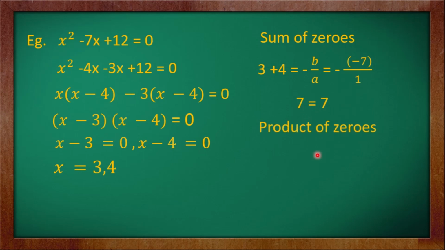Product of zeros equals to 3 into 4 equals to c upon a. The value of c from the equation is 12 and the value of a is 1. After solving this, we get 12 equals to 12.